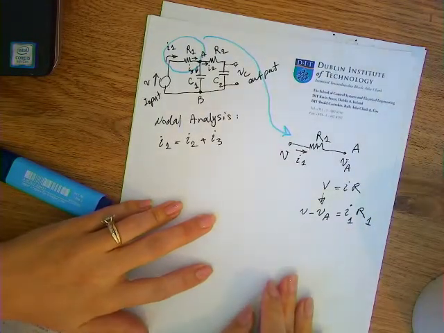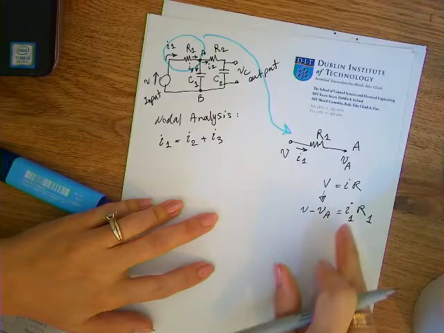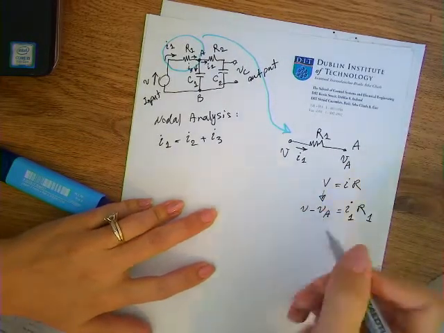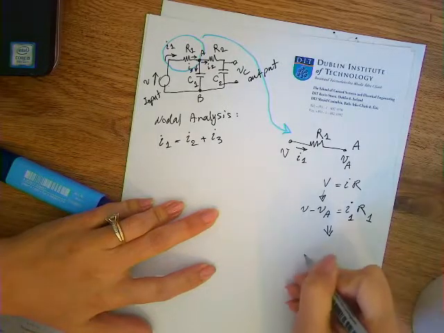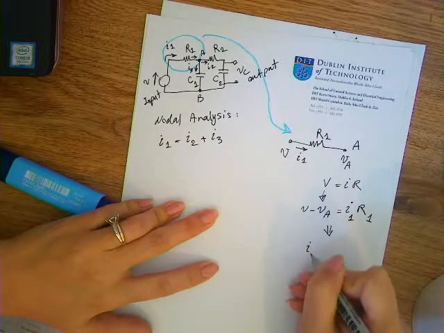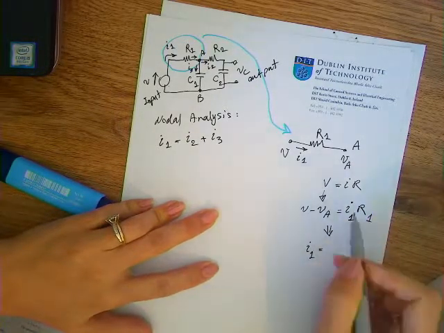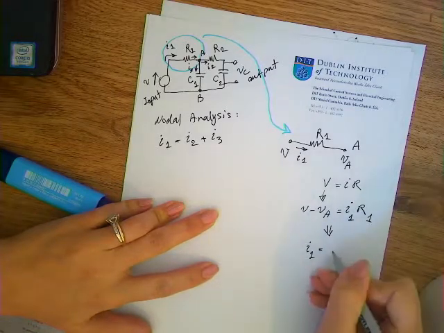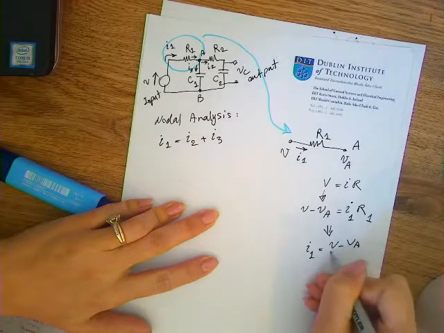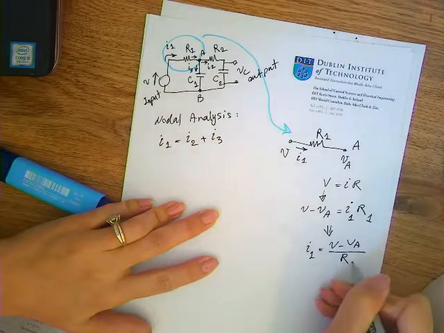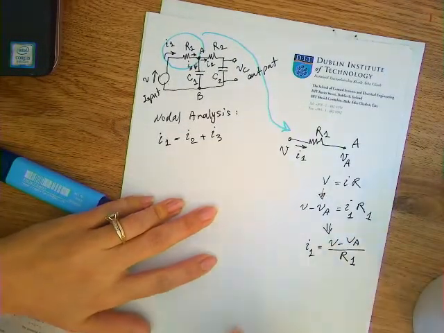Now, if I want to get I1 from this equation, I just need to rearrange a little bit, and that will give me I1 is equal to, I just divide both sides by R1, and then I will have V minus VA divided by R1. I hope that is clear. Okay.